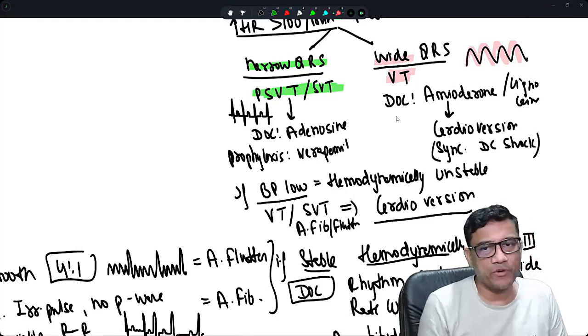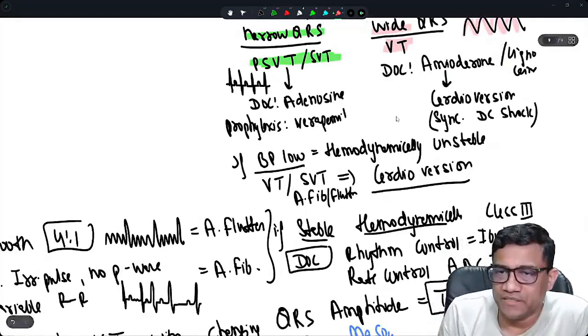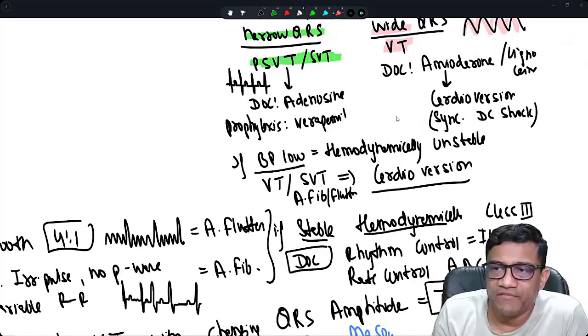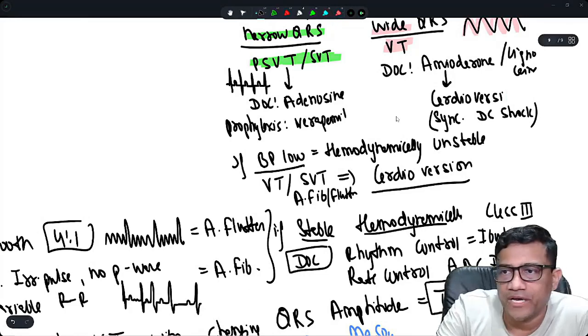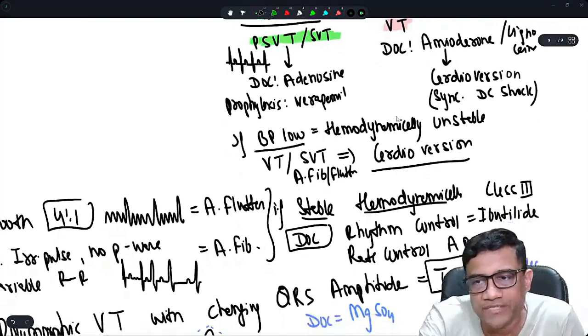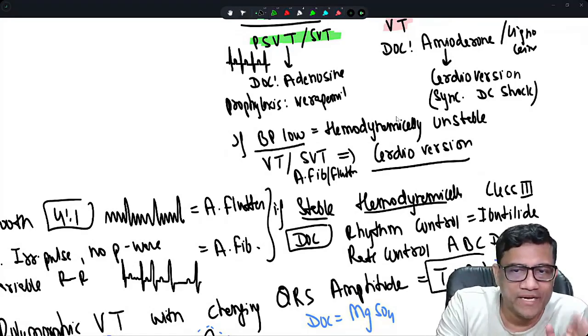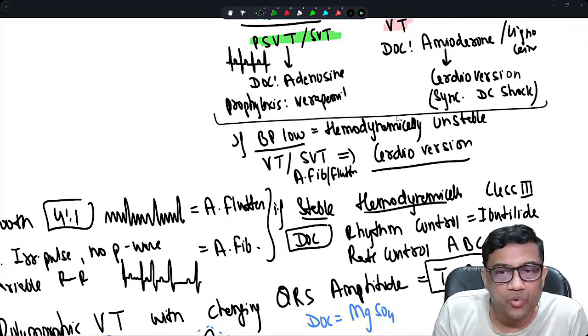Okay. Next point. Now, if the treatment doesn't work, we can go for cardioversion where we give an electrical shock called the synchronized DC shock. What do we give? Synchronized DC shock. Now remember, if BP is low and the patient is hemodynamically unstable, in both conditions we will do cardioversion.